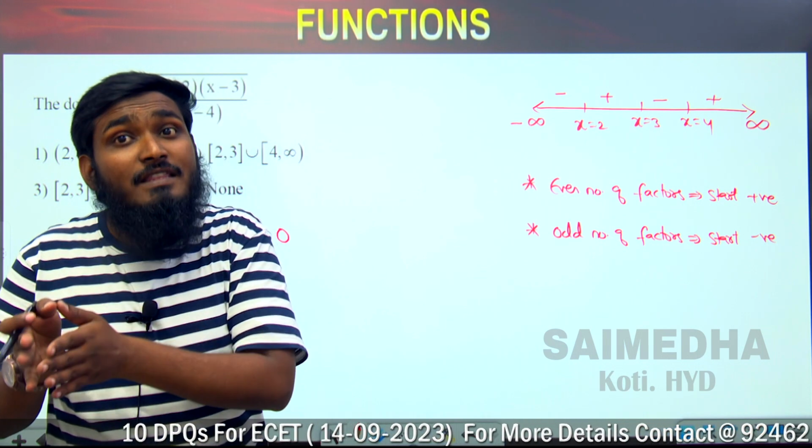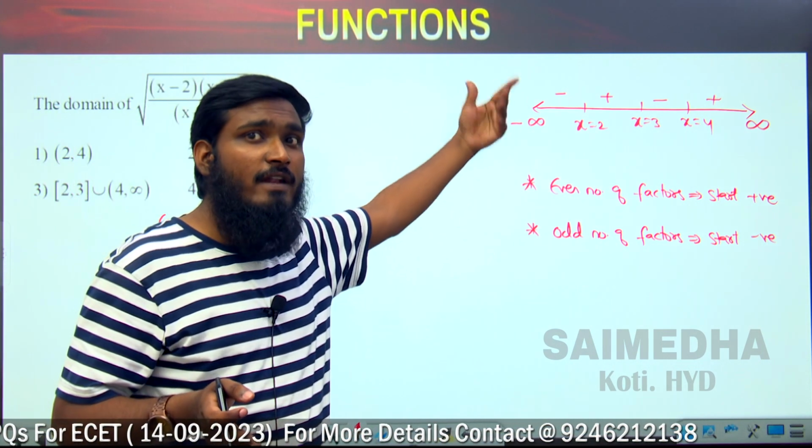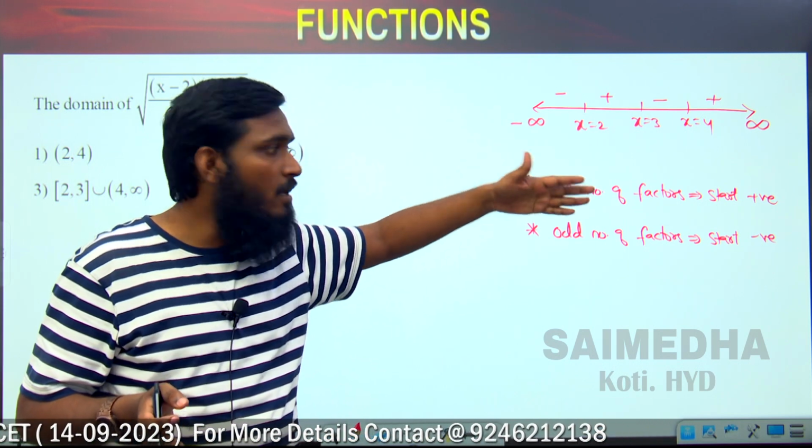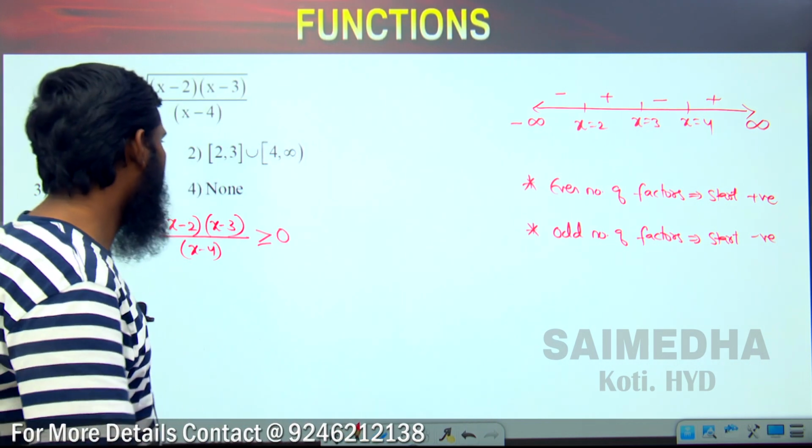But which sign are we starting with? We have to decide like this: an even number of factors means we have to start with a positive sign, and an odd number of factors means we have to start with a negative sign. Okay? Now listen carefully.